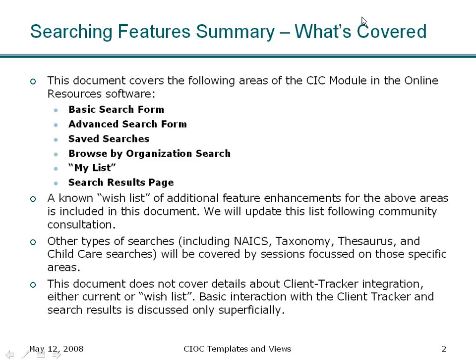And then at the end, we'll discuss how search results work and applies, because that applies really to all of the different types of searches that we'll be talking about. So basic search, advanced search, saved search, browse by organization search, and My List all use the same search results page to show their results. So we'll discuss that as a separate item at the very end and talk about that in an independent way from doing the actual search form and searching work, okay? I'm not covering make search, taxonomy search.